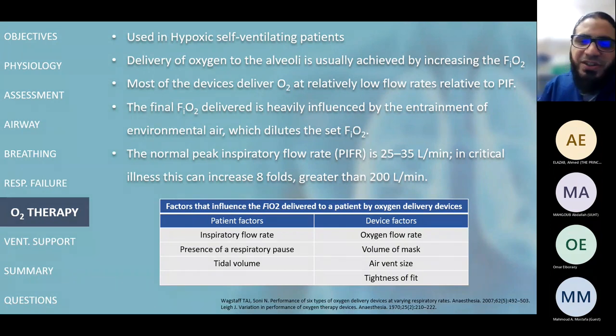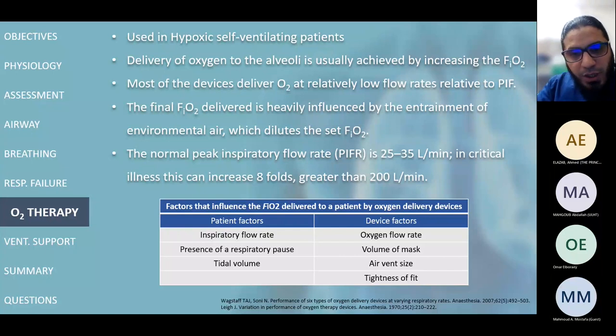So if the patient is critically ill and his demand is 20 liters, and you're providing him with oxygen of 15 liters per minute, which is less than 10% of his needs, from where will the rest come? It basically will come from the air around the device that you are using. So the oxygen that you are giving, even if it's 100% oxygen, will get diluted with the air that the patient will inhale to compensate for his demand.